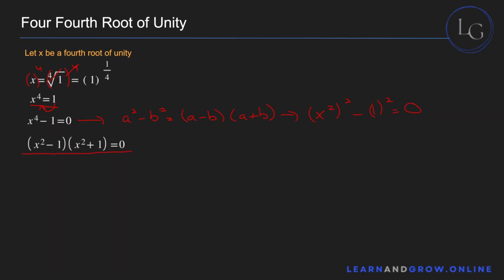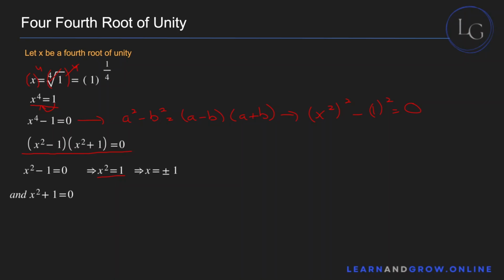Now you can clearly see that either x squared minus 1 is equal to 0 or x squared plus 1 is equal to 0. So when x squared minus 1 is equal to 0, you get x squared is equal to 1. So x is either positive 1 or it is negative 1. So you get two values over here. You get two roots.